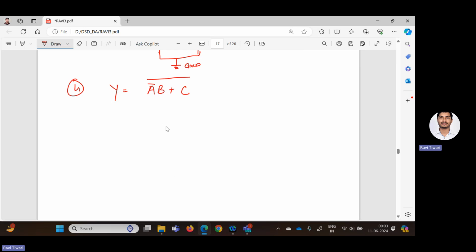So here I'm using A bar and B. So this is A bar and this is B, right? They are connected in parallel. Okay. Now plus C, that means it should be connected in series, right? OR operation means series. So this is C. At the top, you have to connect to the VDD. That means the circuit by using the PMOS is completed.